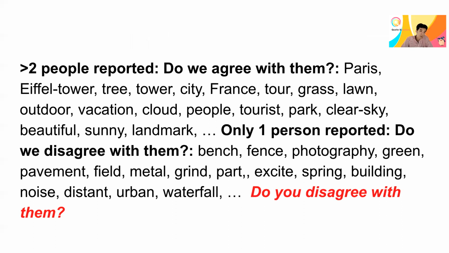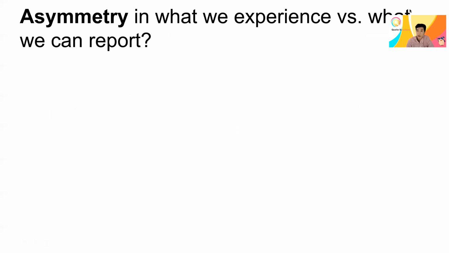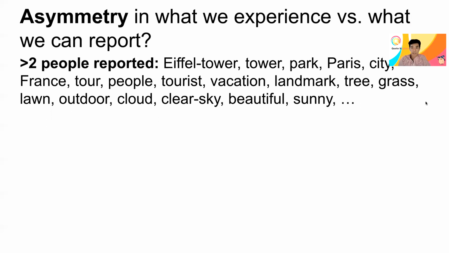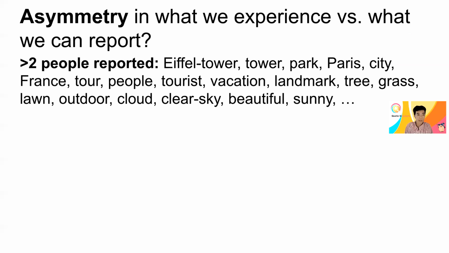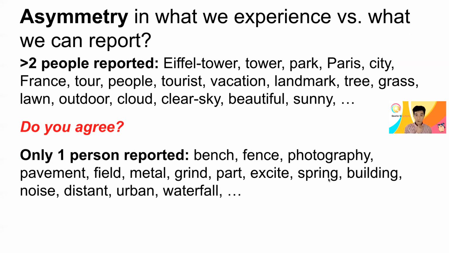All right. So now there is a question of the asymmetry between what you experience and what you can report. Probably what you reported is most likely a subset of this, what more than 2 people have reported. Many people probably reported things like tower, Eiffel Tower, or Paris. On the other hand, only 1 person reported words. That's something you probably didn't write down.